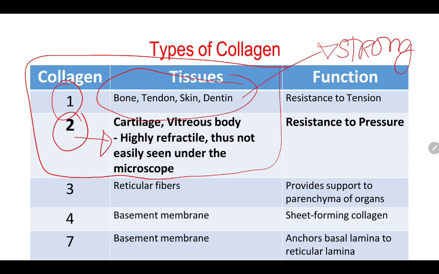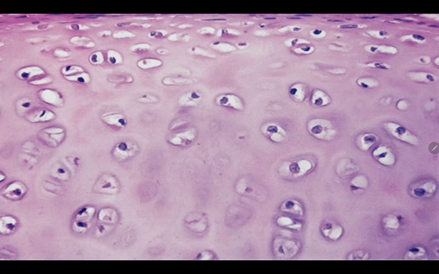Diba? Whereas collagen type 2, they are highly refractile as well as they have the ability to resist pressure. So you can say that they are quite flexible. Okay? So, kapag ang tissue, guys, needs to be somewhat strong, most likely, collagen type 1 na siya. But if the tissue needs to be flexible, it means it has collagen type 2. Okay? So, let's take another picture and label the parts.